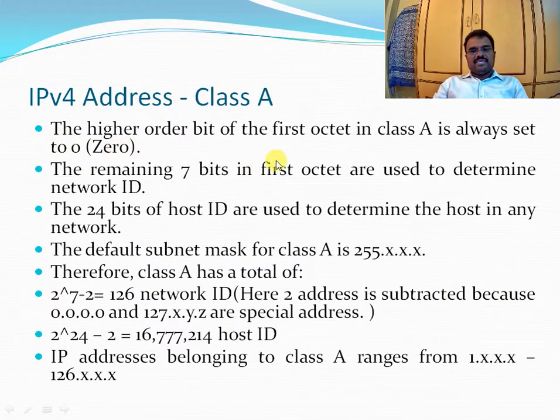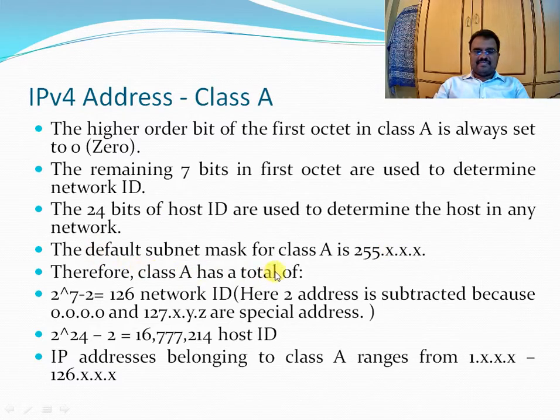The higher order bit of the first octet is always set to 0. The remaining 7 bits in the first octet are used to determine the network ID. The 24 bits of the host ID are used to determine the host in any network. The default subnet mask for class A is 255.x.x.x. So here x indicates one octet.